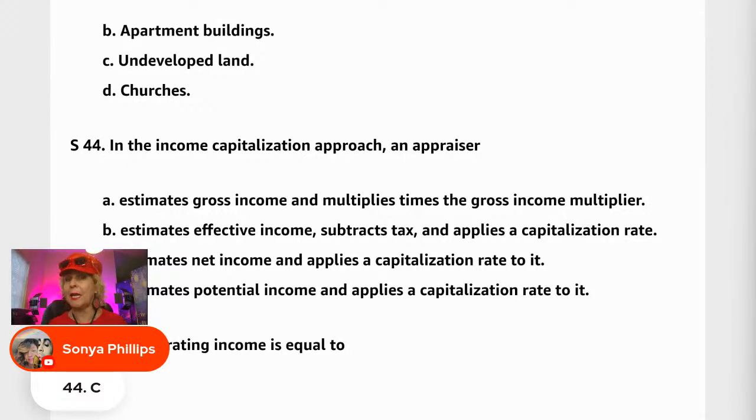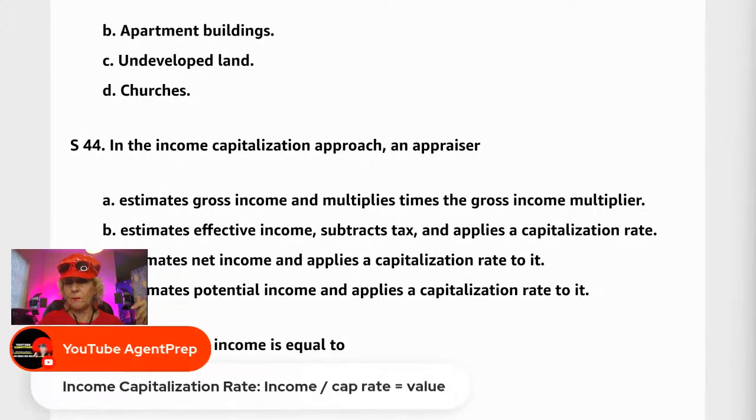What if it's a bad area, not enough tenants, not enough jobs? Well, it's not going to attract a higher dollar value. So you select a capitalization rate that compares to other similar properties in the area. So that's the formula that you would use: income divided by cap rate equals value.